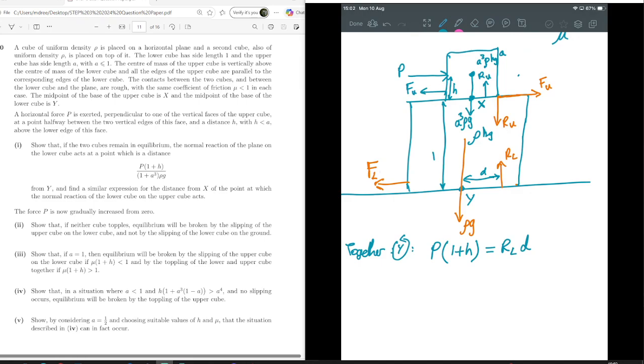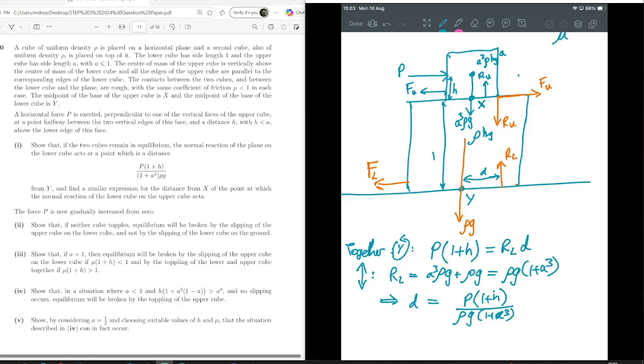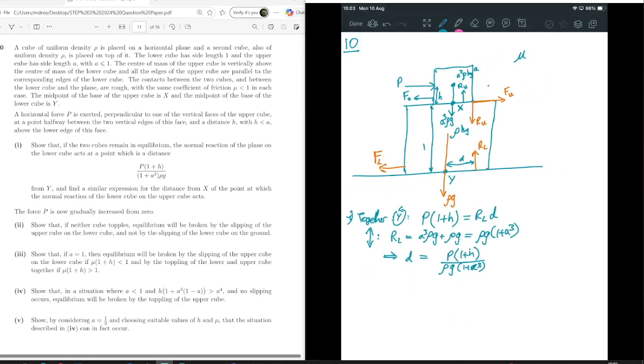So we need this force RL. If I take up equals down, again ignoring the RU terms, we have that the RL is A cubed rho G plus rho G, or if I factor it, which means that this D is P1 plus over rho G1 plus A cubed, which is exactly what we wanted. So actually it follows from the picture near instantly. So that's where this reaction force is actually acting.